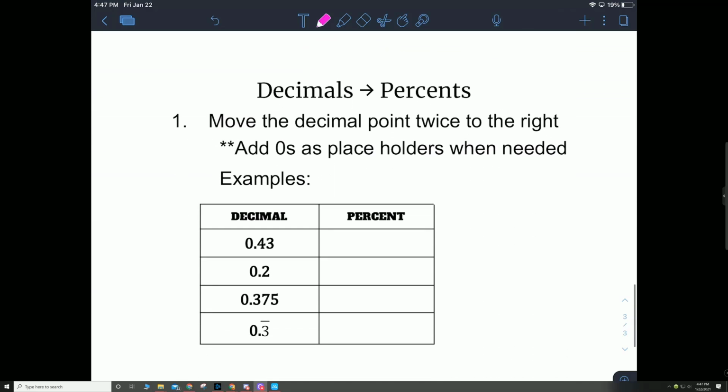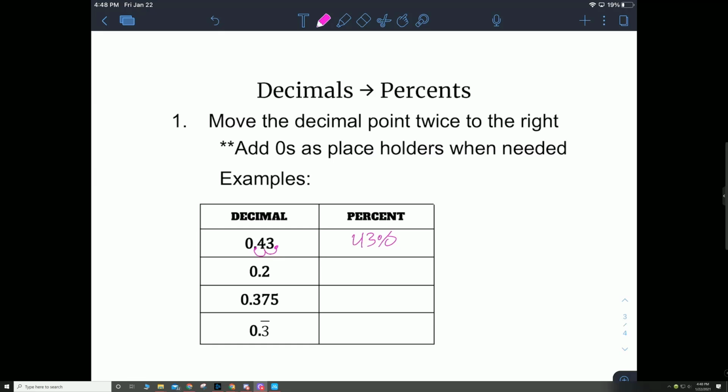Let's talk decimals to percents. If you have the decimal, finding the percent is actually very easy. All you have to do is move the decimal point twice to the right. If you move the decimal point over and there's no number there, you put a 0 as a placeholder. Here's an example. 0.43, decimal point is right here. Once, twice to the right, becomes 43%.